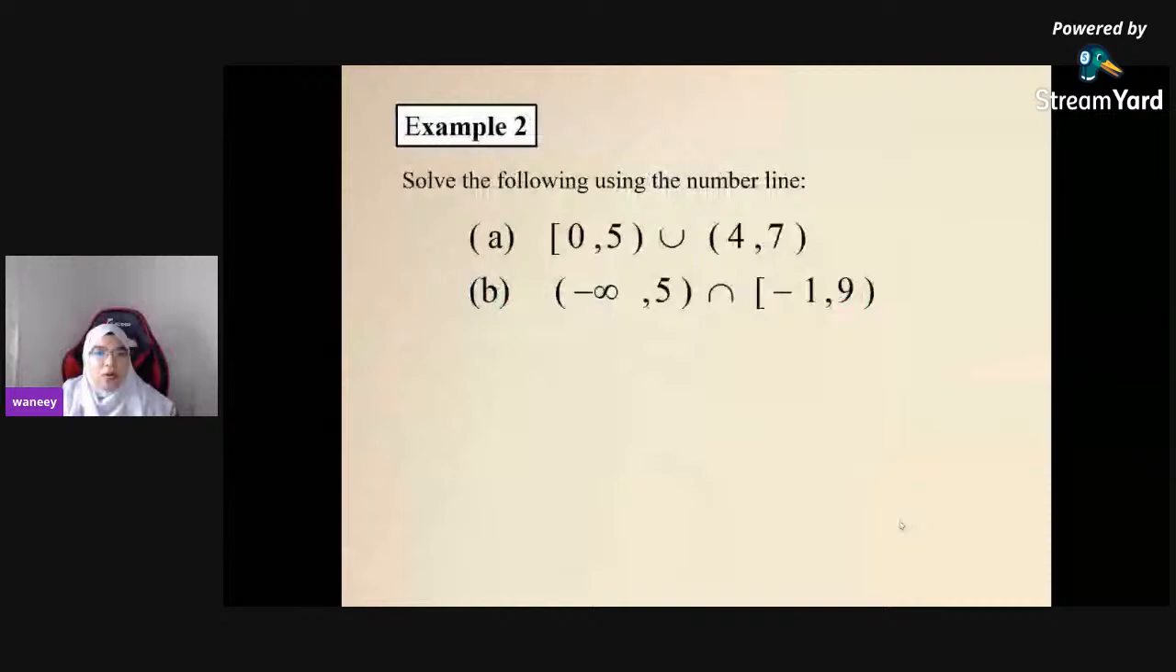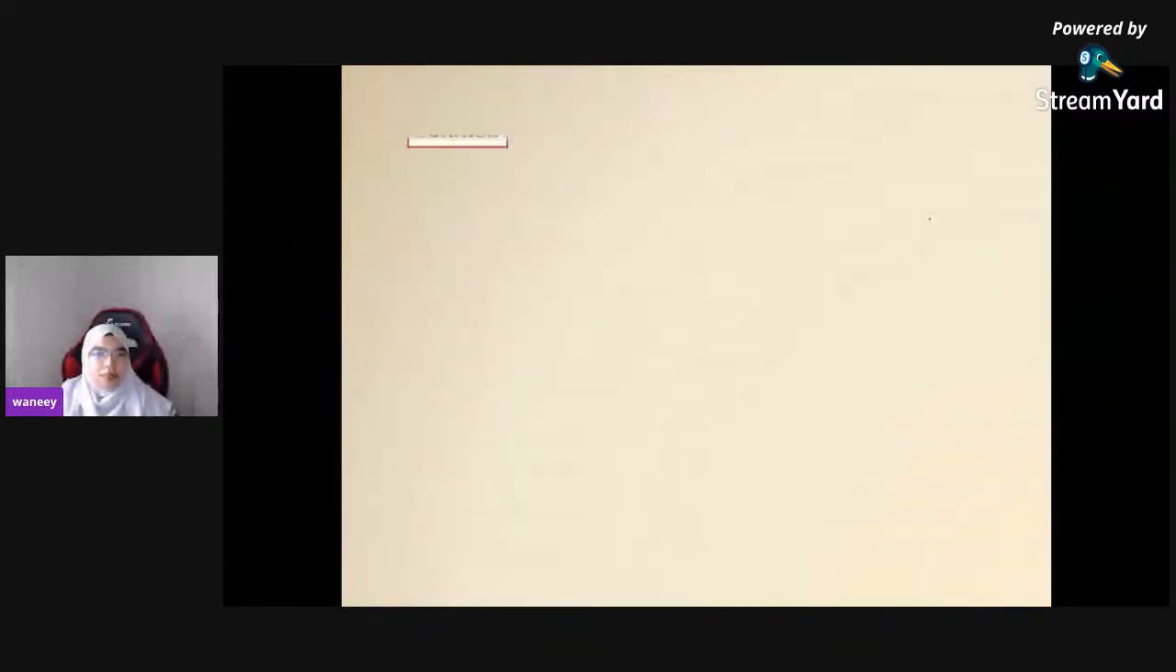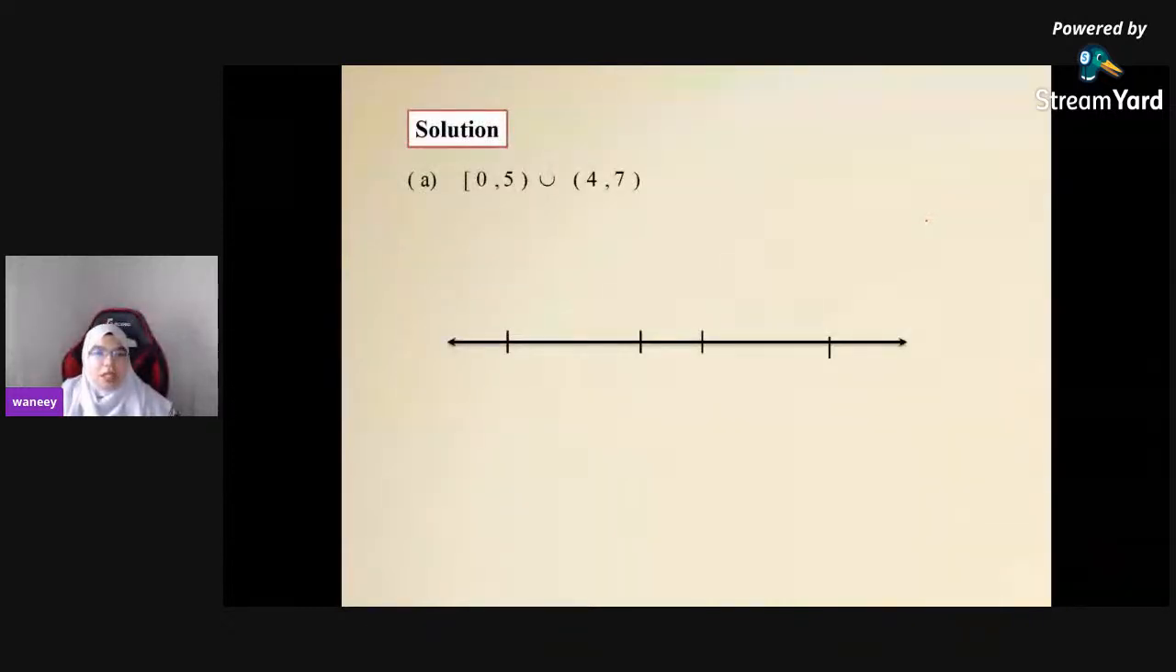Okay, so solve the following using the number line. The first one, we have [0, 5) union with (4, 7). So keep in mind, this is a square bracket, so you should draw a dense circle at 0, an empty circle at 5, an empty circle at 4, and an empty circle at 7. Okay, so now let us see what happens. Start with the smallest number on the left hand side: 0, 4, 5, 7.